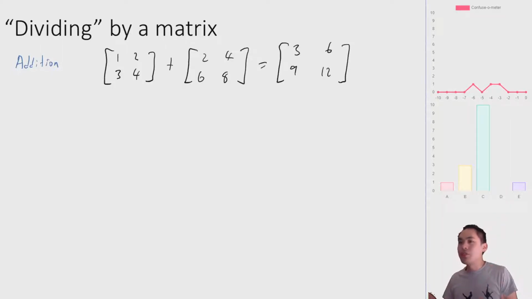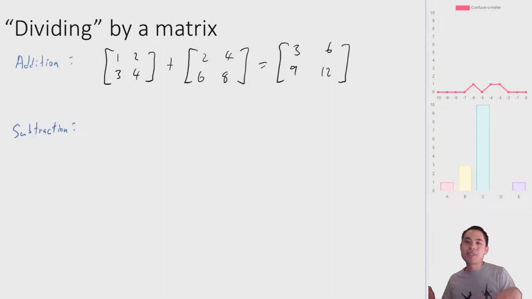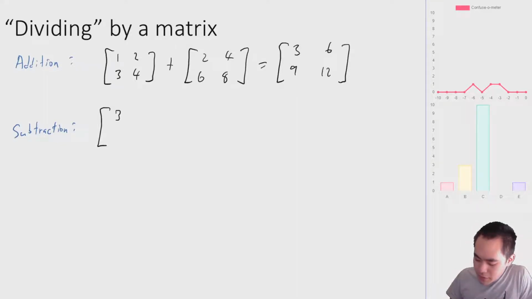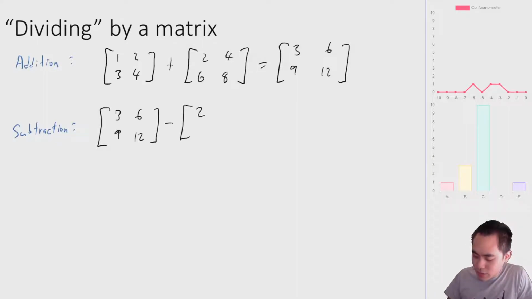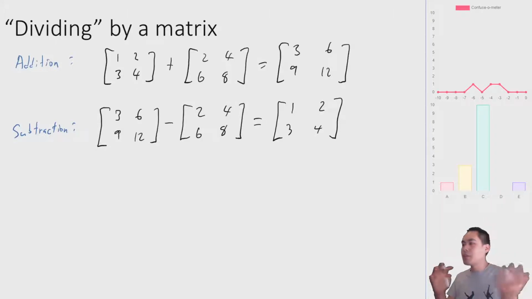If you have addition, you might also come up with the idea of subtraction. I'm going to write this a little bit weirdly because, when you think about it, subtraction is the opposite of addition. You can start from 3, 6, 9, 12, and if you subtract one of these matrices, let's say 2, 4, 6, 8, then you want to get back the original 1, 2, 3, 4, since you're doing the exact opposite operation. For subtraction, this is easy because you can just subtract each of the individual entries component-wise.